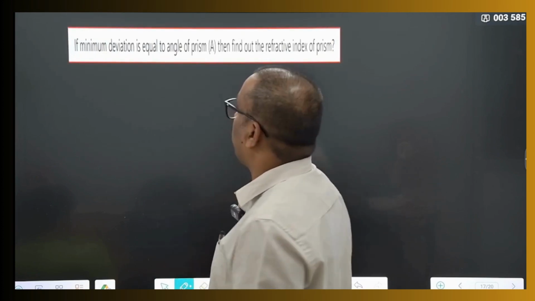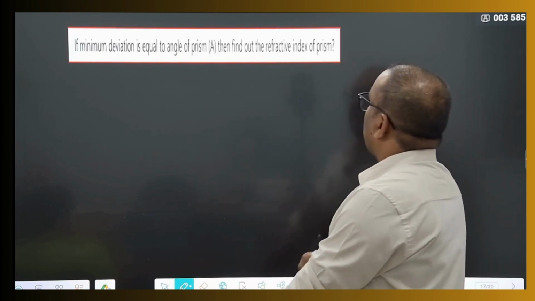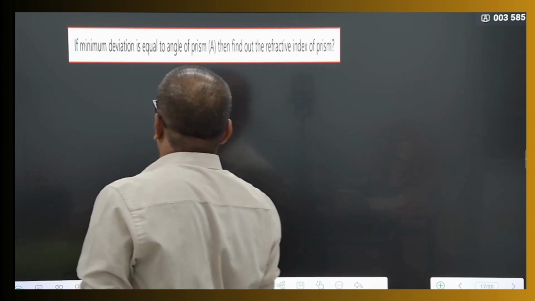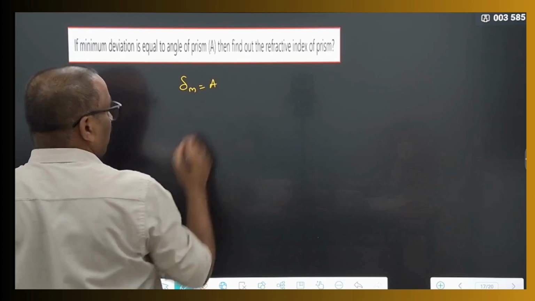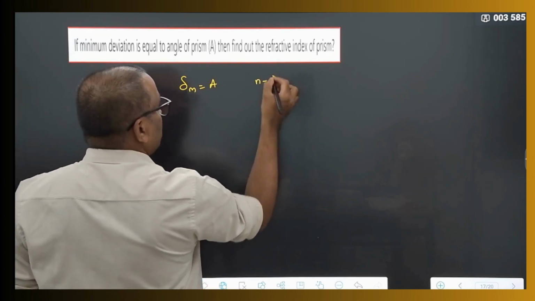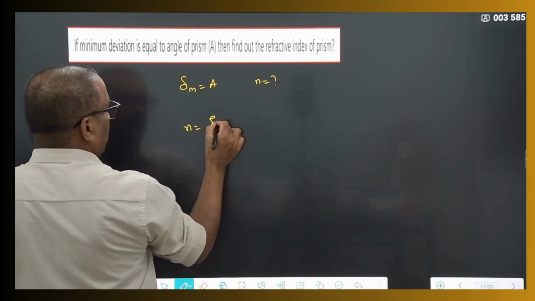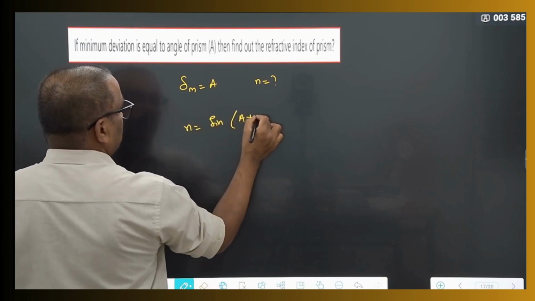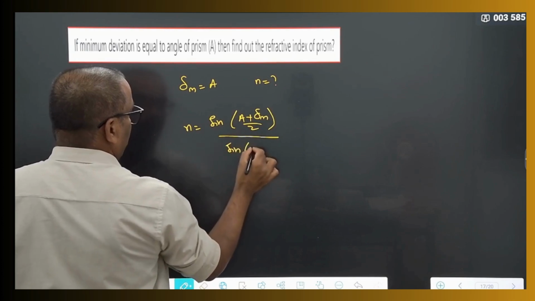So let us see, if the minimum deviation is equal to the angle of prism, find the refractive index. So what is given? Here the angle of minimum deviation is nothing but the angle of prism. Clear? So he is asking for the refractive index. Very simple one. At minimum deviation, you know the formula: n is equal to sine of (A plus delta m) by 2, divided by sine of A by 2.